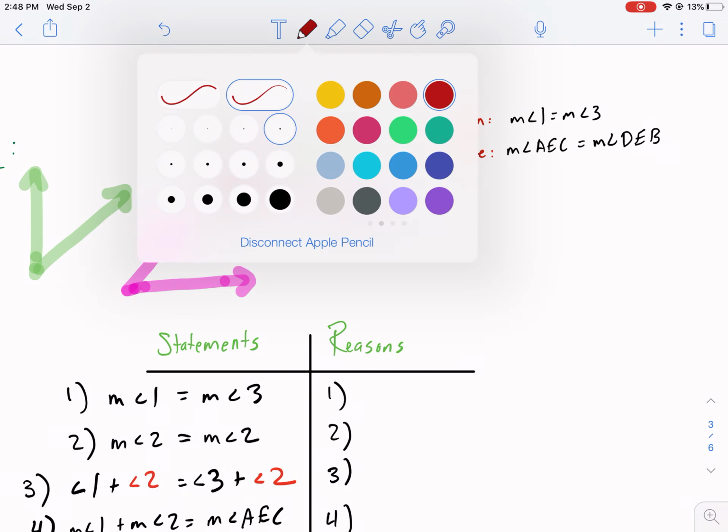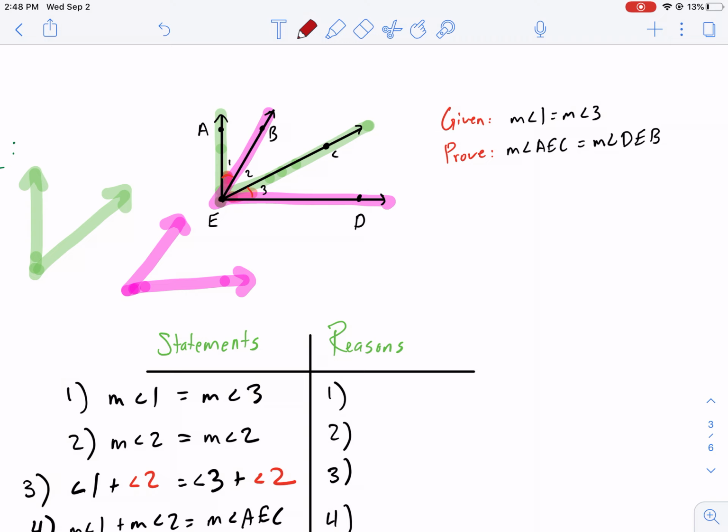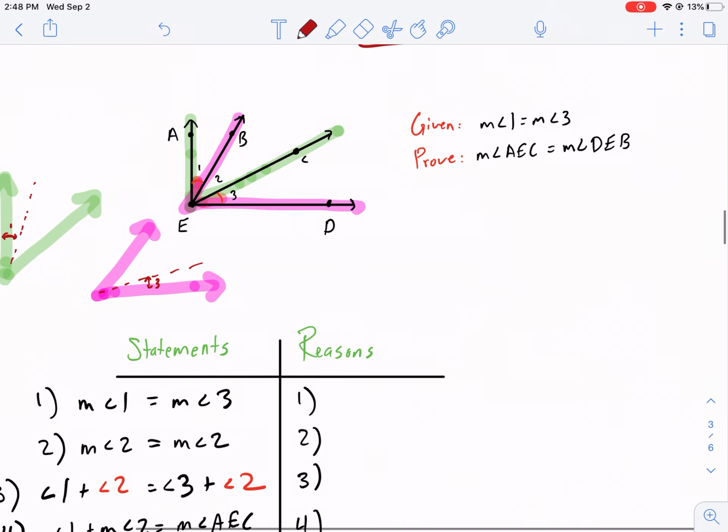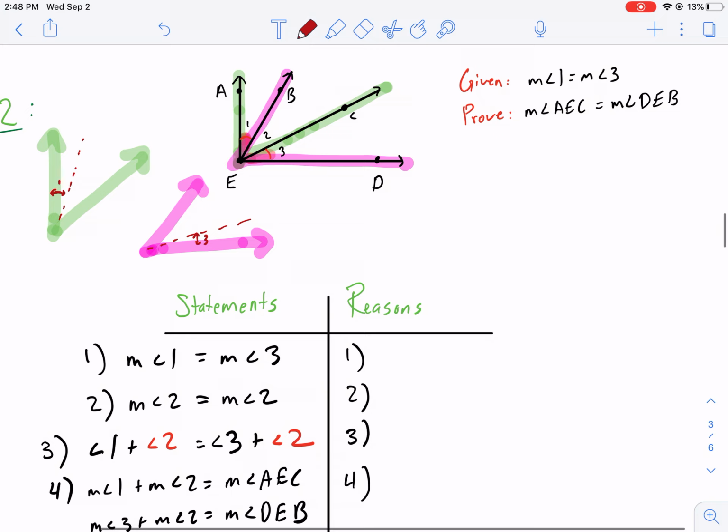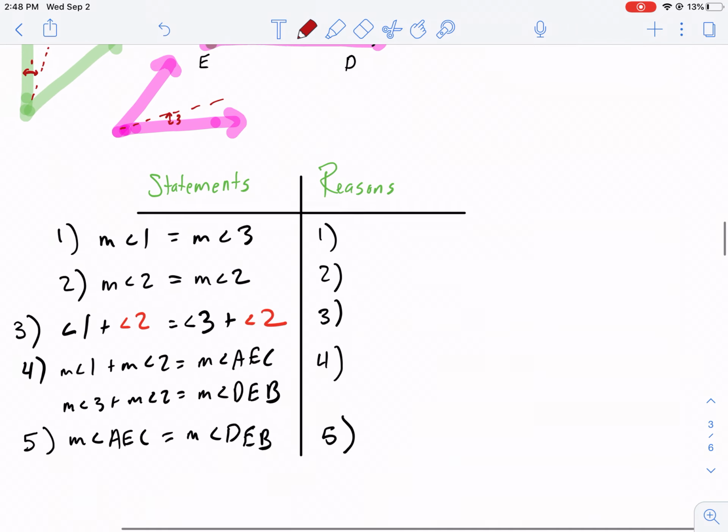You can see that I have part of this angle, angle 1. Angle 1 would be right here. It's not all the way, it's part of the way through this angle. And then angle 3 is part of the way here. It's not all the way. So that's our goal, to prove that the pink and the green are equal to each other.